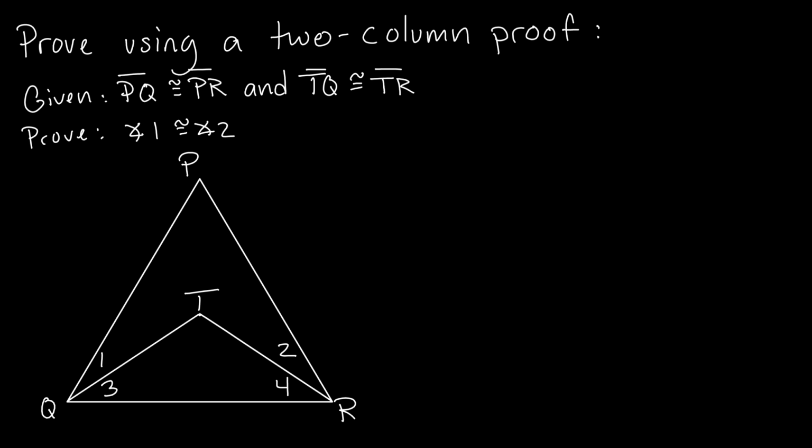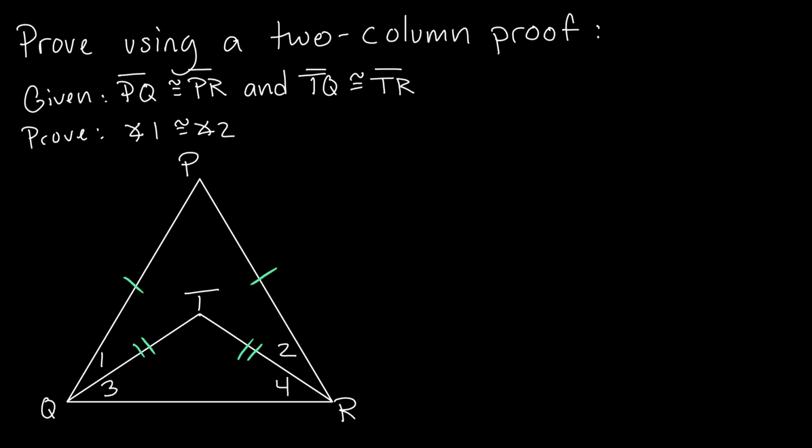So what is the first thing we should do here? Make sure our given is marked. Good. We're going to mark up our picture based on our given. So PQ is congruent to PR, and QT or TQ is congruent to TR. So, knowing these parts are congruent, what does that tell us about this picture?